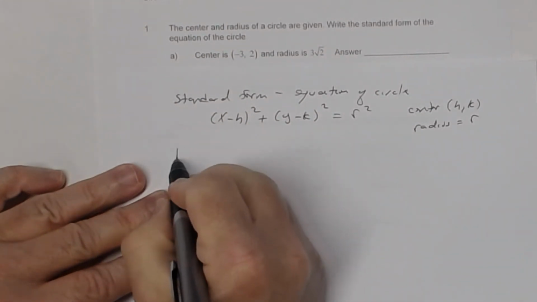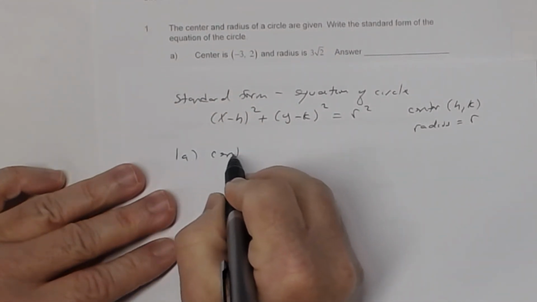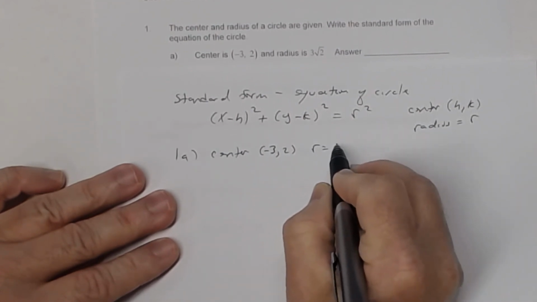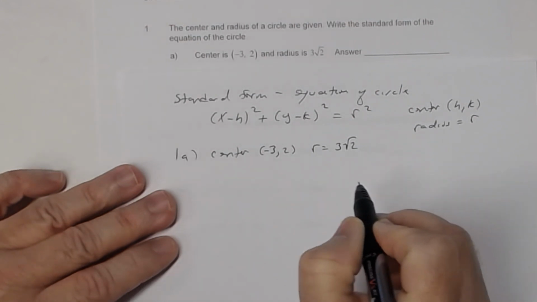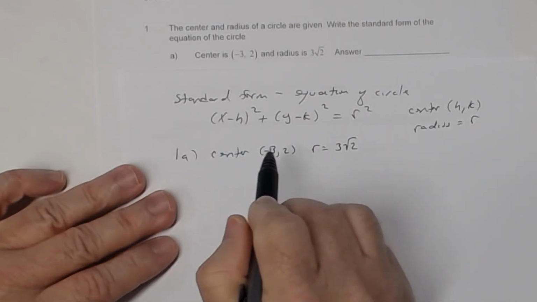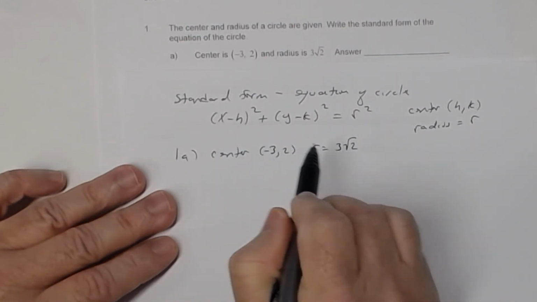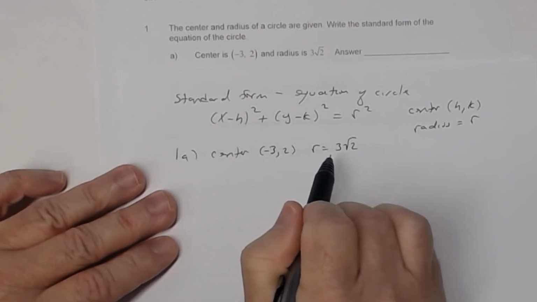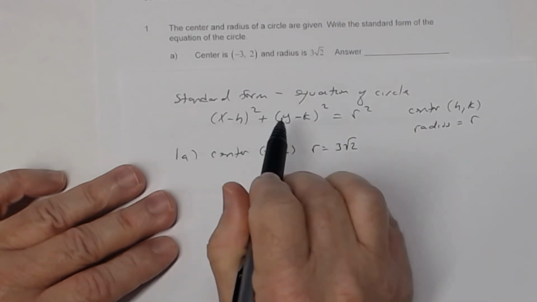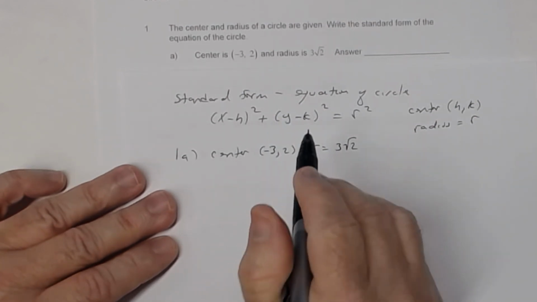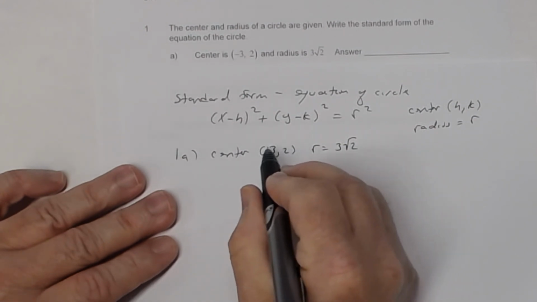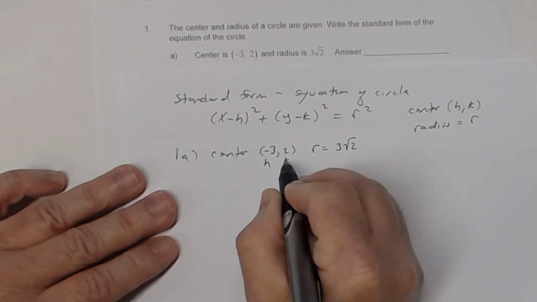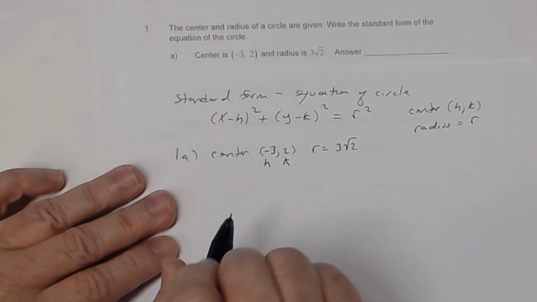So in number 1a, you're given that the center is (−3, 2) and the radius is 3√2 units. And you want to write the equation of the circle that has this center and this radius in standard form. All you have to do is substitute these values into the standard form. If this is my center, then the x-coordinate is h, the y-coordinate is k, and this is my radius.